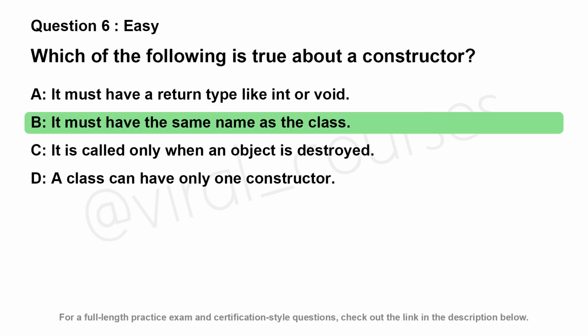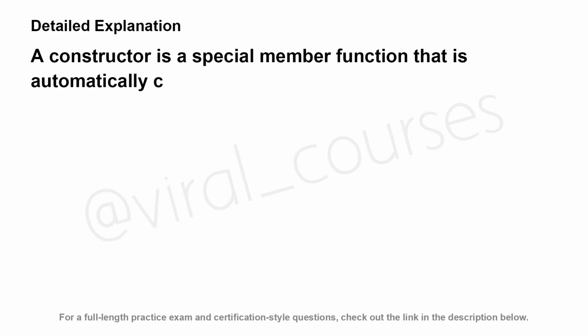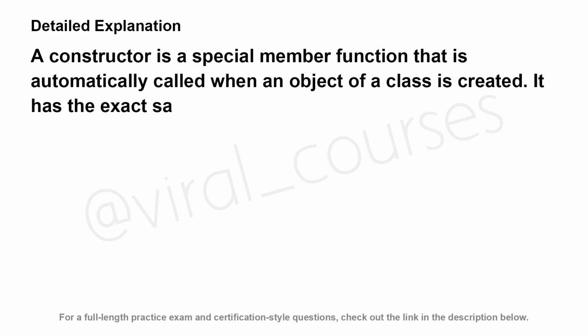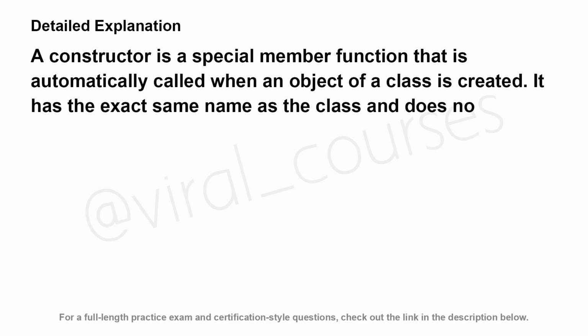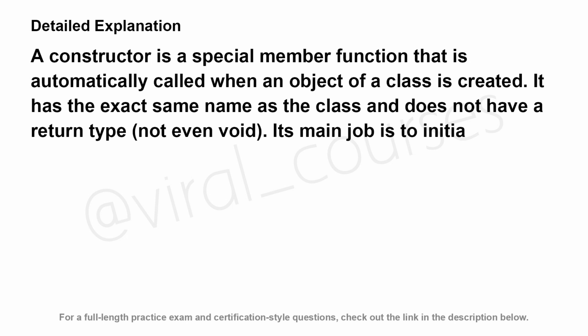The correct answer is B. A constructor is a special member function that is automatically called when an object of a class is created. It has the exact same name as the class and does not have a return type. Not even void. Its main job is to initialize the object's data members.